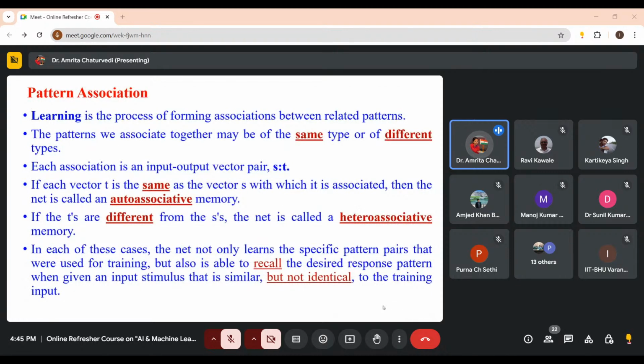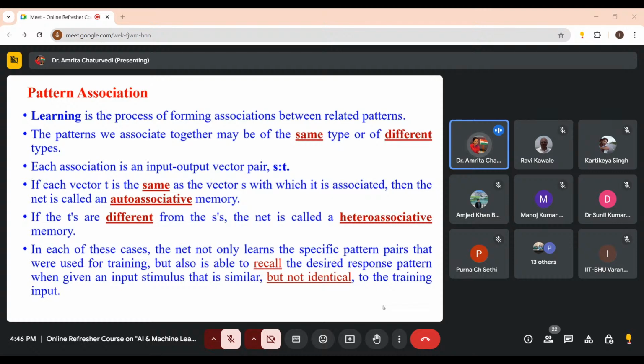Learning is the process of forming associations between related patterns. Now, these patterns that we associate may be of the same type or may be of different types. Like you can have images of the same person, from the front view, a little bit changed to the left, a little bit changed to the right. So it may be of the same type or of a different type, like you have the image and the name pair. So these associations can be either of the same type or of a different type.